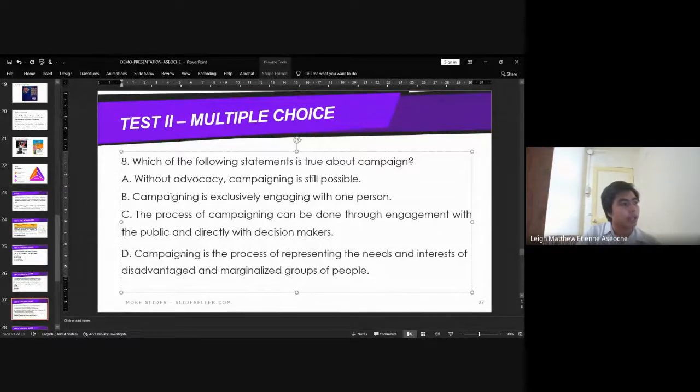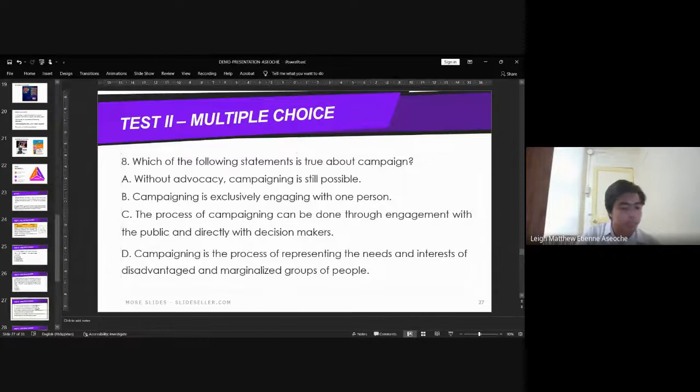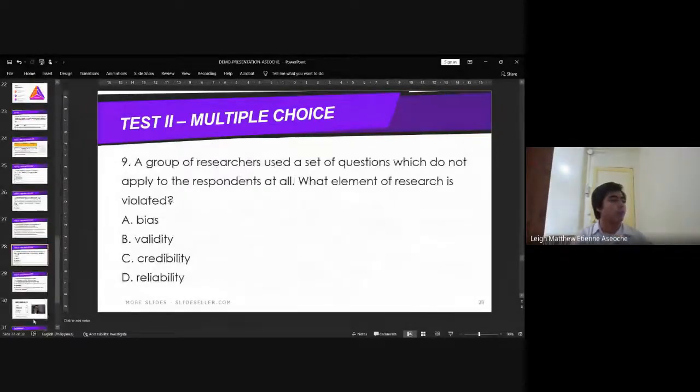Okay, number 9. Let's move on to number 9. A group of researchers used a set of questions which do not apply to the respondents at all. Which element of research is violated? A, bias, B, validity, C, credibility, or D, reliability?